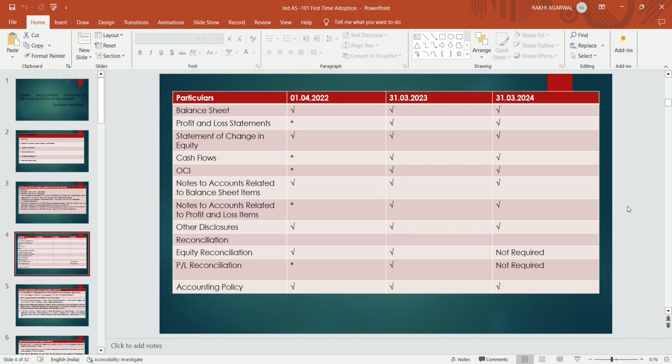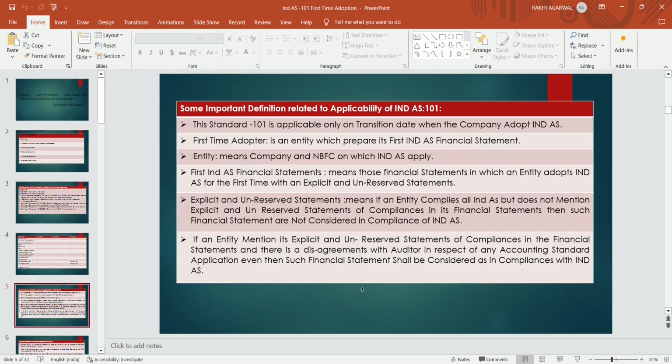Accounting policies are required to be disclosed for all the 3 years, for the opening, for the comparative figures and for the final. Now, some important definitions related to applicability of Ind AS 101. What are the important definitions? Like transition date. What is transition date? When is it applicable? To which company is it applicable?